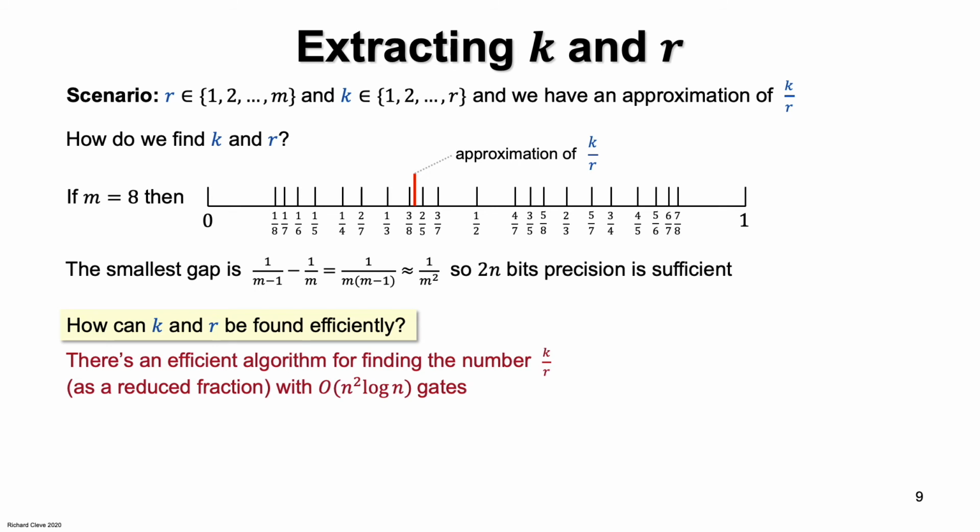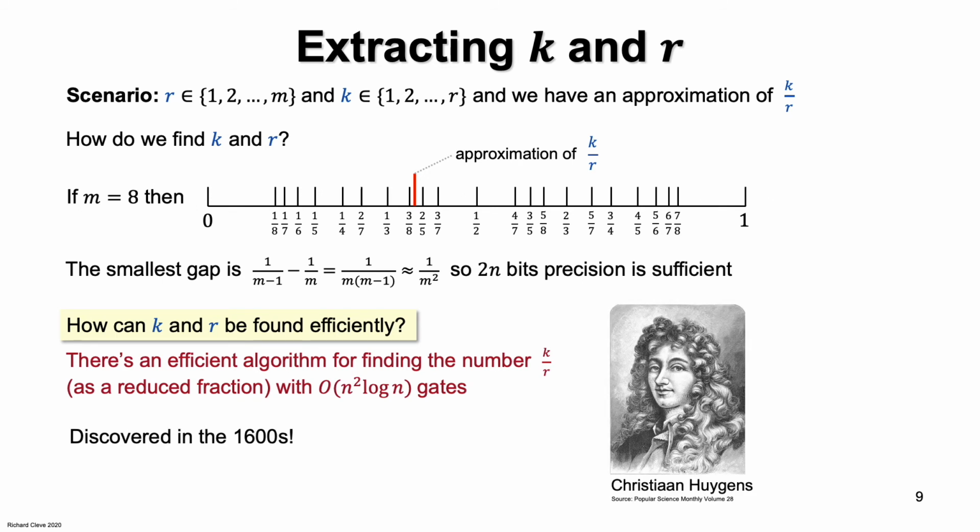It's called the continued fractions algorithm, and it's much more recent than Euclid's algorithm. It's only around 400 years old. It was discovered in the 1600s by Christian Huygens, a Dutch physicist, astronomer, and mathematician who made several amazing contributions to diverse fields. He's considered to be perhaps the world's first theoretical physicist.